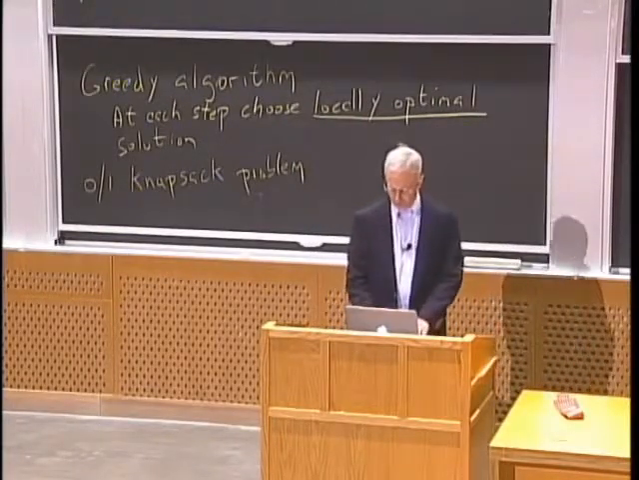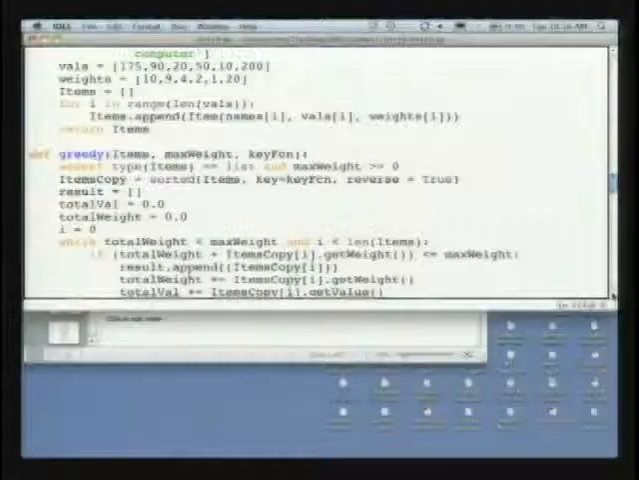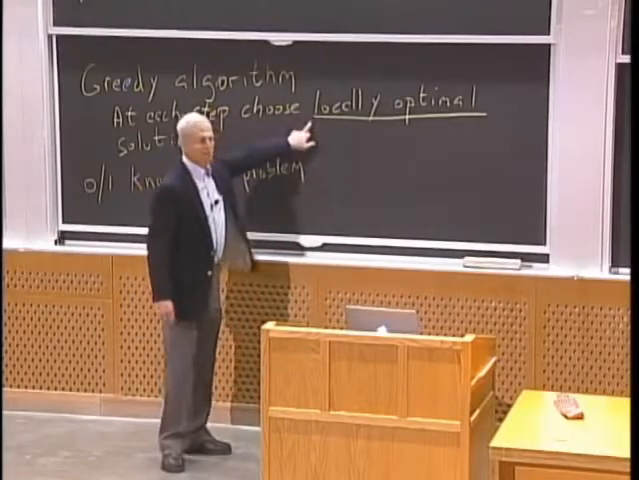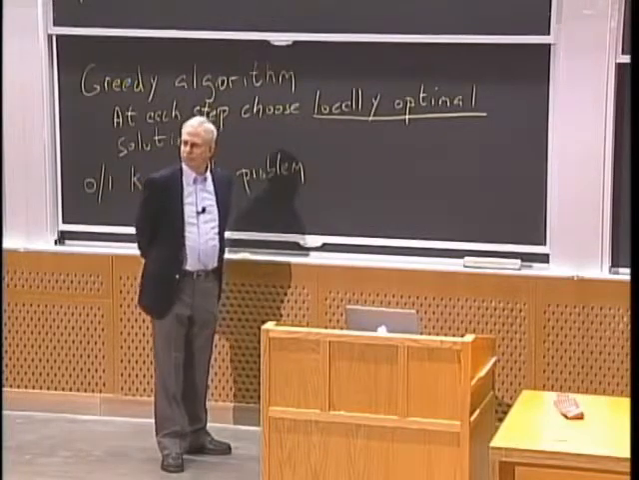Now comes the interesting part. I've written a function greedy that takes 3 arguments. The set of items that I have to choose from, makes sense. The maximum weight the burglar can carry. And there's something called key function, which is defining essentially what I mean by locally optimal.